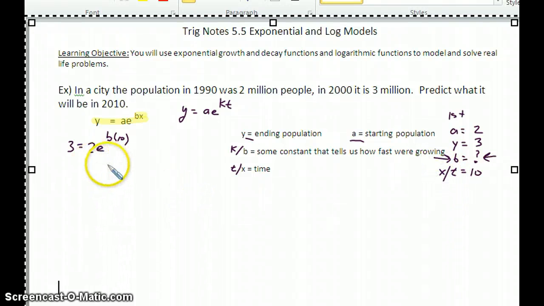So how would I solve this? Well, I have to isolate the e. So I'm going to divide by 2. So 3 over 2 is going to be equal to e raised to the 10b.